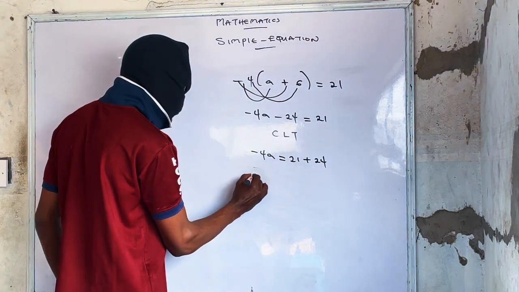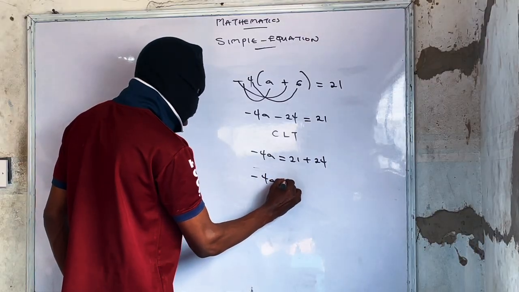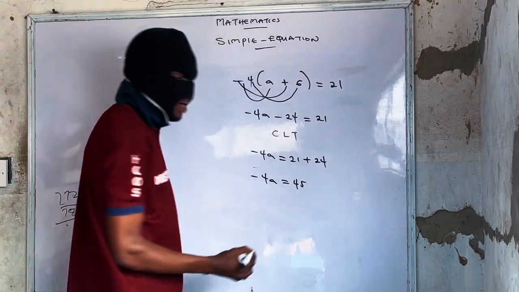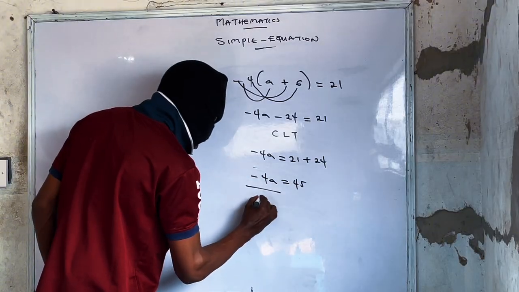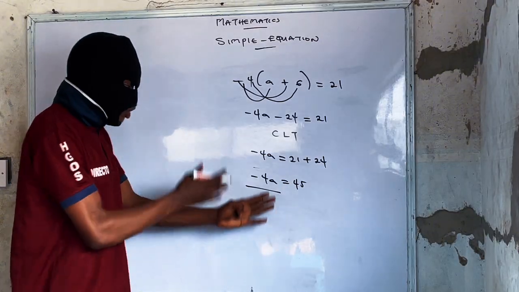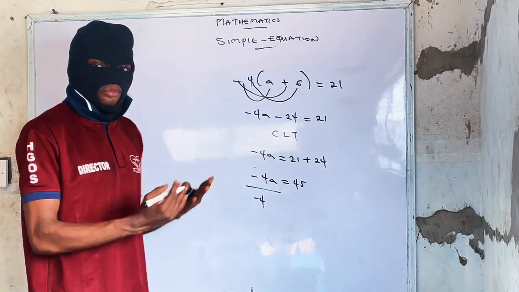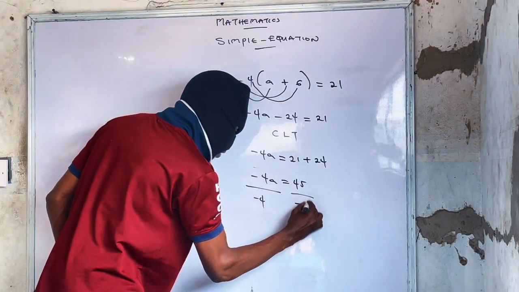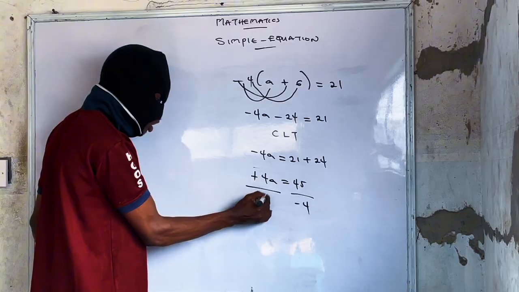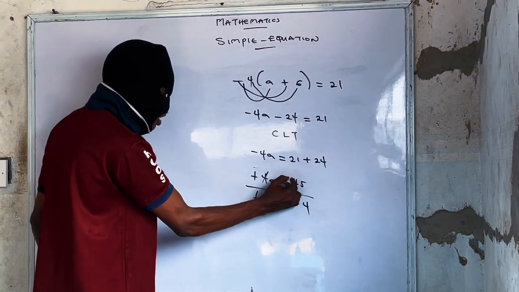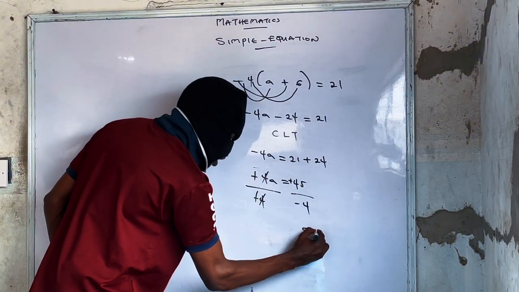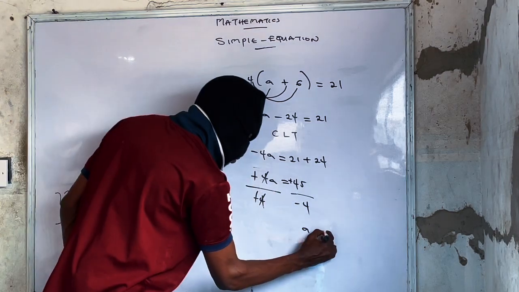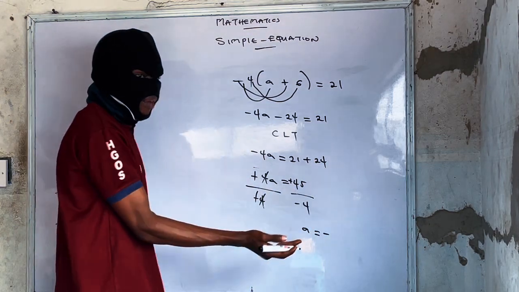You continue by saying minus 4a equals 21 plus 24, which will give you 45. Then you have over minus 4. We all know that we are dividing both sides by the coefficient of a, and the coefficient of a is minus 4. You have over minus 4, over minus 4. Minus cancels minus, 4 cancels 4. There's an invisible plus here. So you have a equals 4 plus divided by minus will give you minus. Then you have 45 over 4.